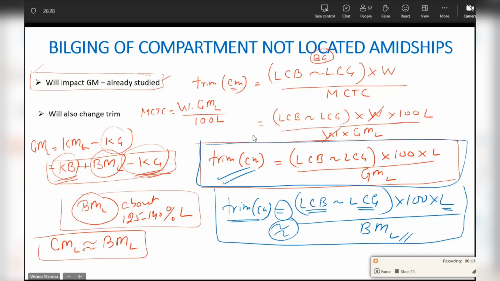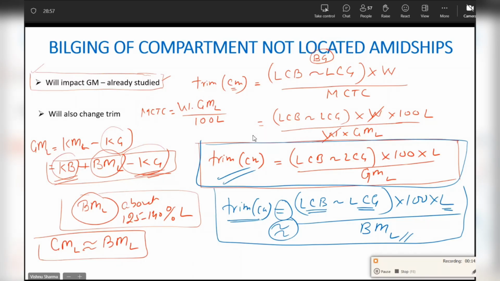It will not give me the trim change. Why? Because I am using final LCG, final LCB, final BML. So obviously, if all parameters are final, then the trim will also be final. When I say final, it means the resultant of any initial trim together with the trim caused. Am I clear, guys? Am I clear, beta? Yes, sir.